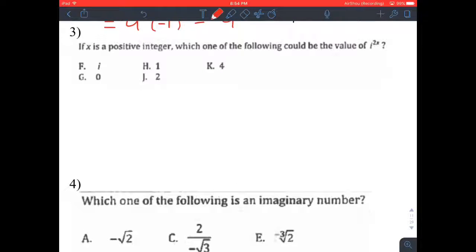Number 3, if x is a positive integer, which one of the following could be the value of i to the 2x? Well, how about we put some numbers in for x to see if we can get one of these answers? Let's say that x is 1. That's going to be i to the 2 times 1, which is i squared, which we just said is negative 1. So we didn't get any of the answers there.